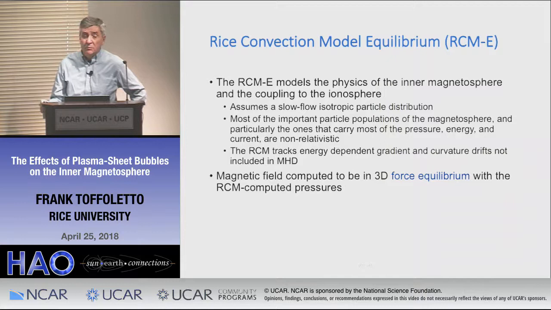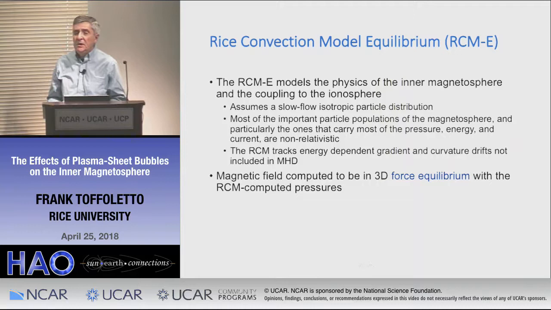The E part of the RCM, which is relatively new and probably not so well known, is this: one of the inputs to the traditional RCM is the background magnetic field. Typically it's an empirical model, Tsyganenko model, or whatever. What we do here, rather than that, is compute the magnetic field self-consistently by assuming the pressure to be in force balance with the pressures computed by the moments from the Rice convection model, using basically an MHD code to do the calculation as well. And that's where the force equilibrium comes in.